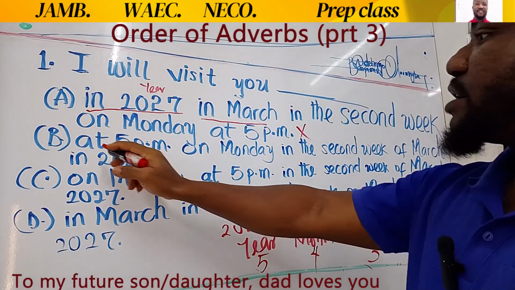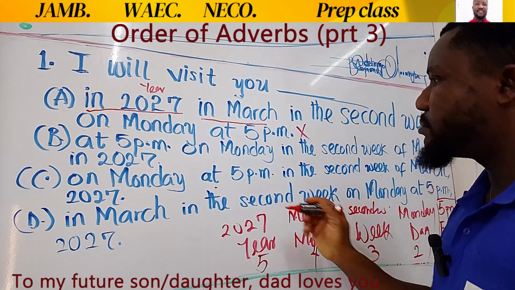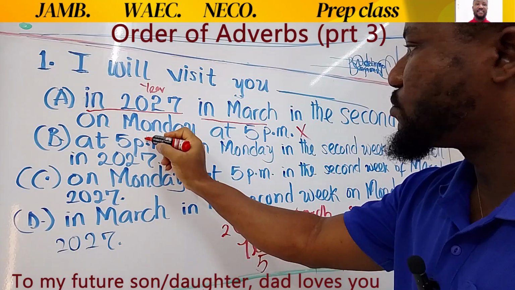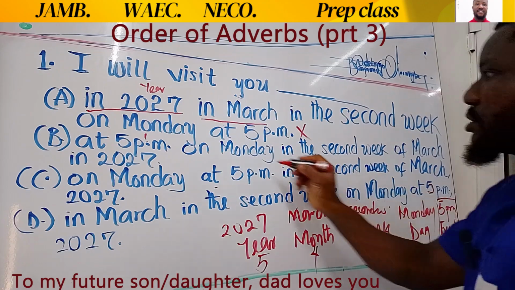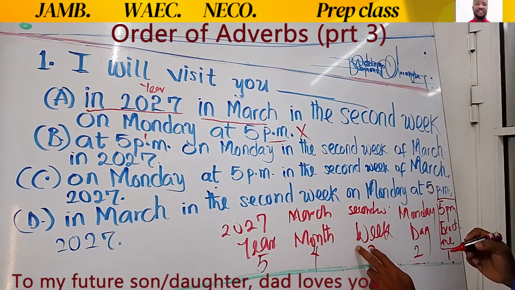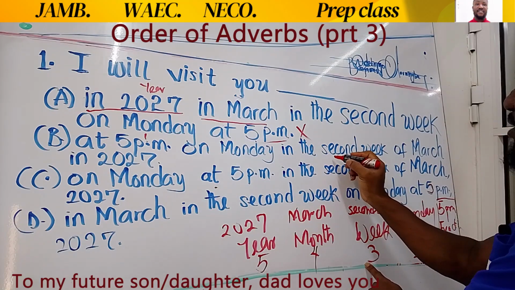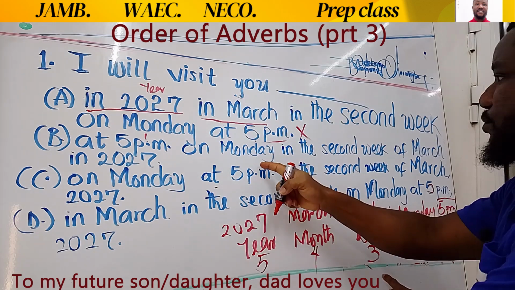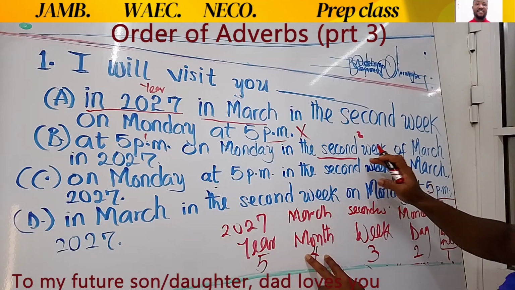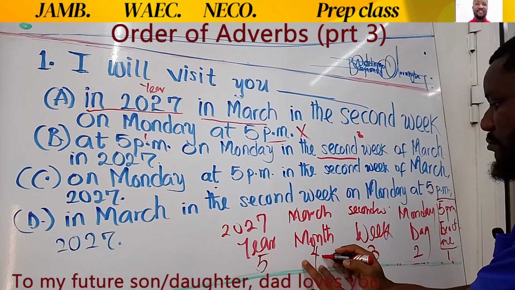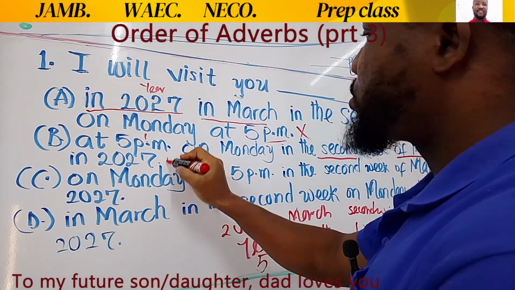Now, option B, we have at 5 p.m., which is the exact time, specific time. At 5 p.m. on Monday. Okay, so this is 1, right? On Monday, that is day, number 2. This is right. Then let's see. In the second week of March, the second week comes next. That's correct. So we have 1, 2, 3. We should have month next. In the second week of March, we have month. This is also very correct. Then year 2027. Option B is the right answer.